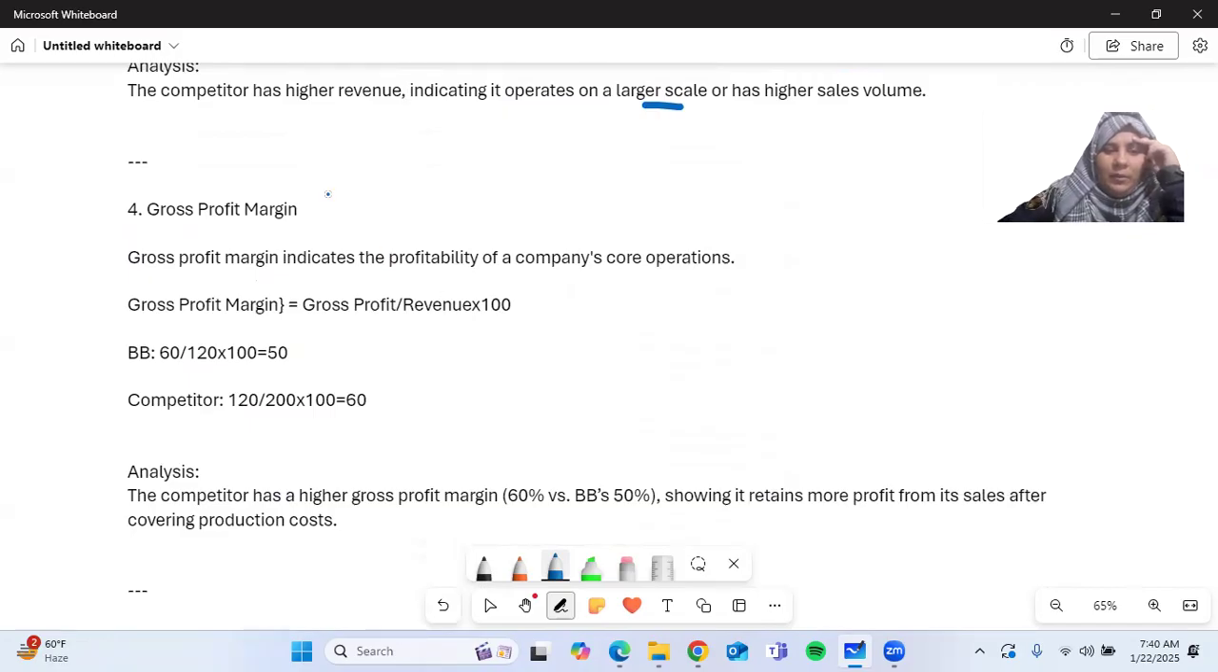And let's talk about the gross profit margin, which we need to calculate. Gross profit margin indicates the profitability of a company's core operations. The formula is gross profit divided by revenue, multiplied by 100. So 60 is the gross profit, 120 is the revenue, multiplied by 100. So 50%, the gross margin for BB. And for competitor, this is 60%. How can we analyze this? Competitor has a higher gross profit margin, 60% versus BB's 50%, showing it retains more profit from its sales after covering the production cost.